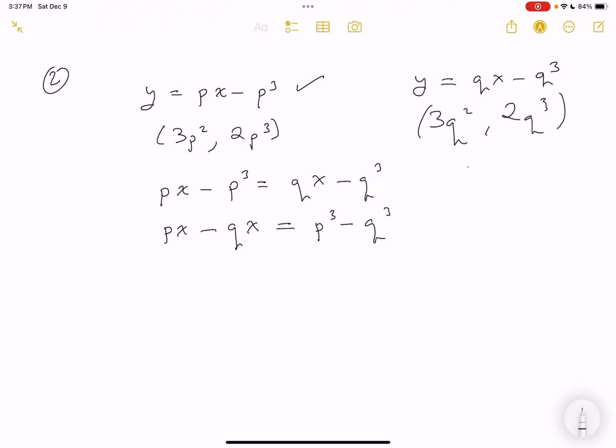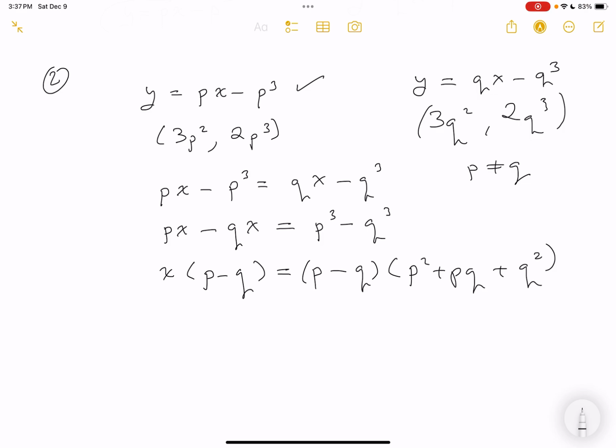Now, I want to tell you that p is not equal to q. How do I know that? There are two points, and those two points look remarkably similar, but they're not equal. That means p and q can't be the same number. So let's factor this out. I'm trying to find what the x is. It's going to be p minus q, and over here it's a difference of perfect cubes. So p minus q times p squared plus pq plus q squared. Now, if p is not equal to q, p minus q is not equal to 0, so I can easily divide both sides by p minus q because it's not 0. And what do you get? You get this over here.